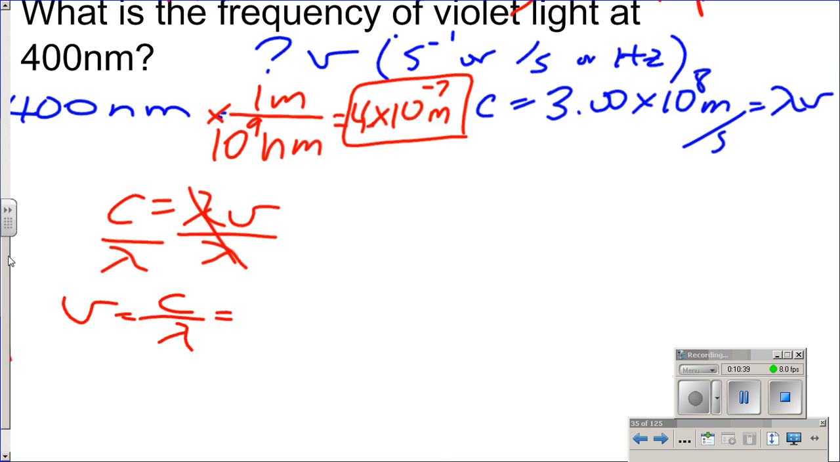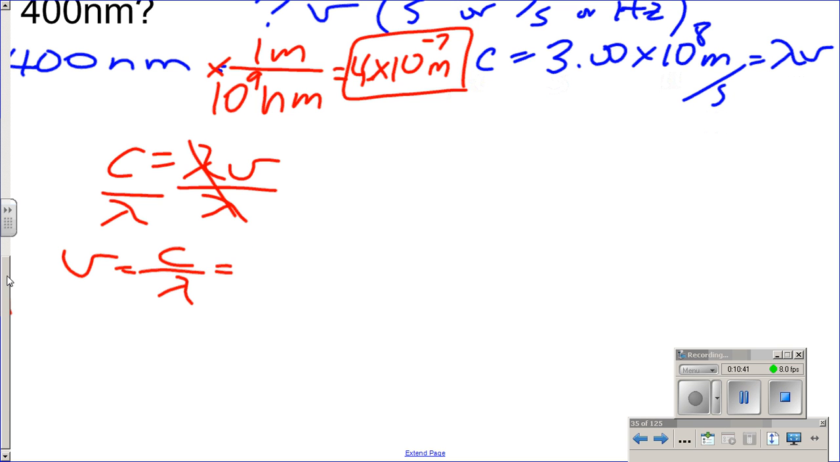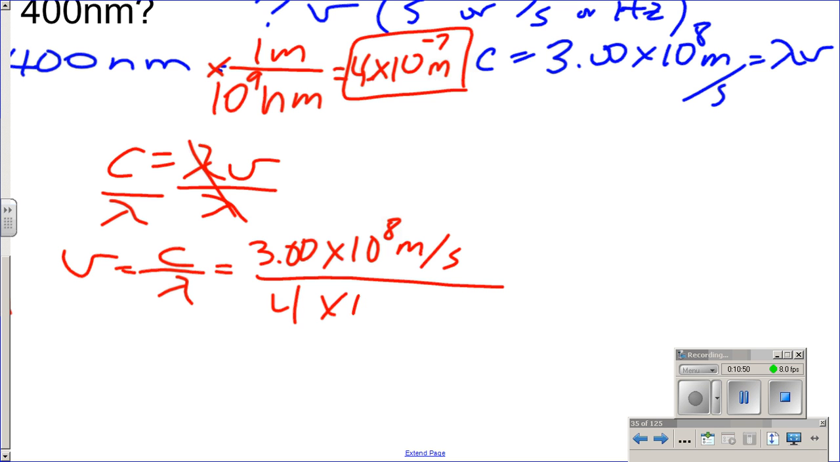Do I know c? Yes, 3.00 times 10 to the 8 meters per second. Do I know lambda? Yeah, I know wavelength, right? I just got that. 4 times 10 to the -7 meters. What unit cancels? Meters and meters. Now, I know it looks funky, and I know most of the time I said do not write fractional units as a plain old numerator or a plain old denominator, but this way it's easier to leave as is. Because what it says now is, oh, I used to know this number.